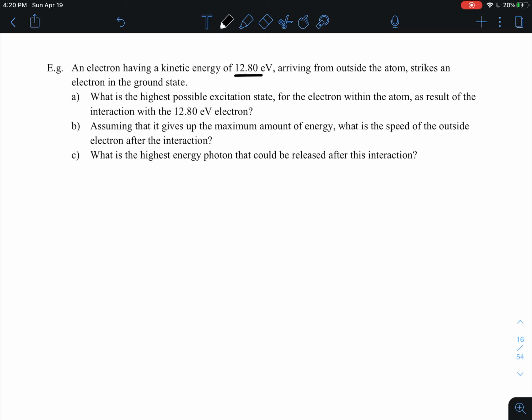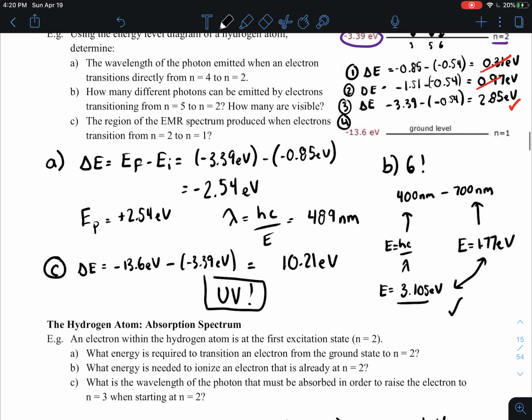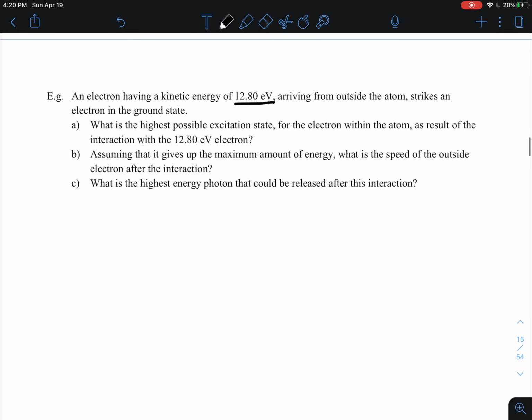So let's take a look at this. It says 12.8 electron volts arrived from outside the atom. It strikes the electron at ground state. We're using that same diagram again for this question. If you look at the ground state, we're starting off with, going back up, 13.6 electron volts. If I quickly draw this out as a reminder, we're going to have ground state, and the energy at this one was negative 13.6 electron volts.